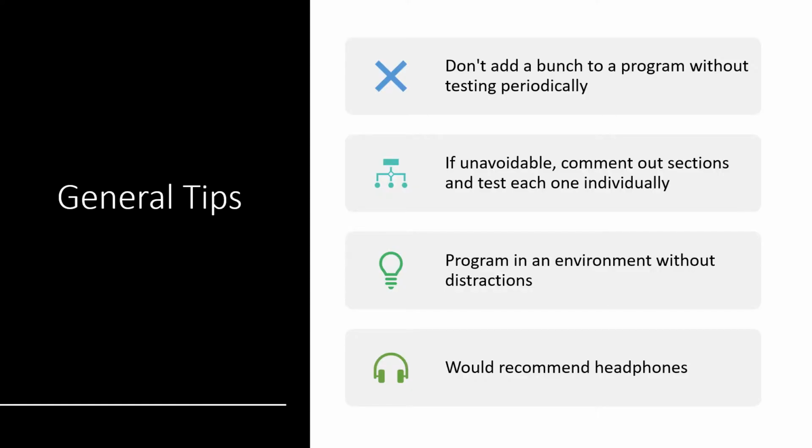First off, the general tips I have are don't add a bunch to a program without testing periodically. This is because if you add a bunch and then you go to test and the whole thing doesn't work, you won't know specifically what part is broken. Now, if this is unavoidable, like if you're just programming a bunch without access to the robot, try to comment out sections whenever you go to download the program and test each one individually so that you do have an idea of what part of the program is broken.